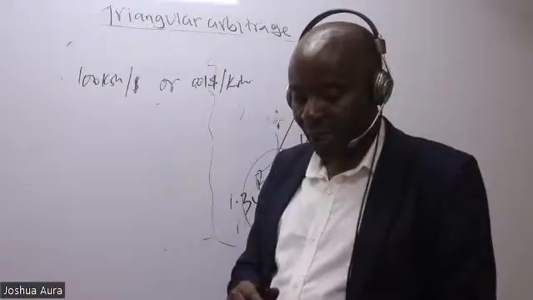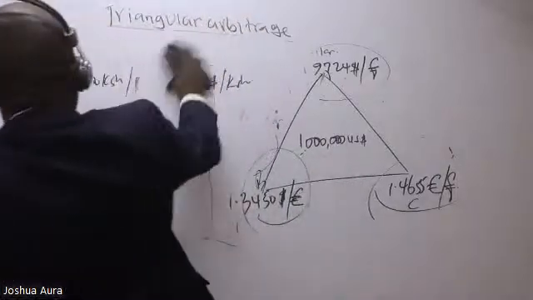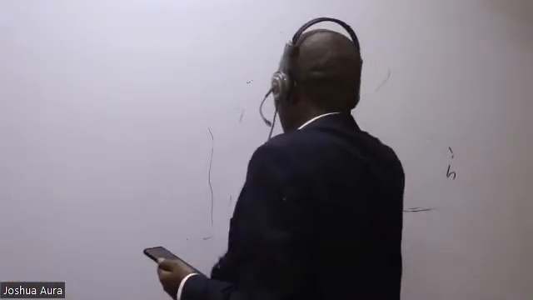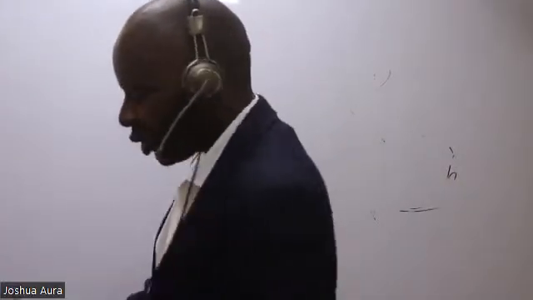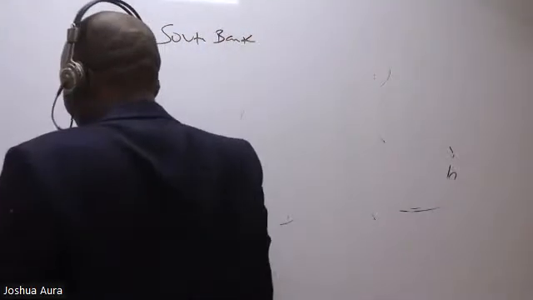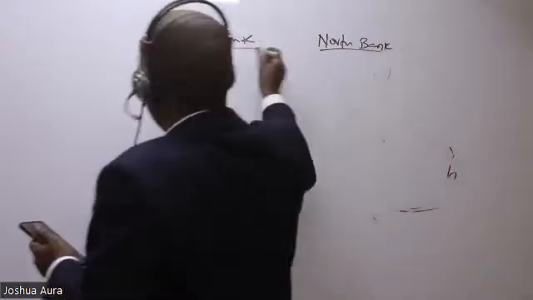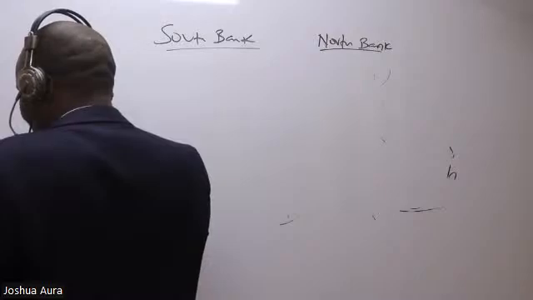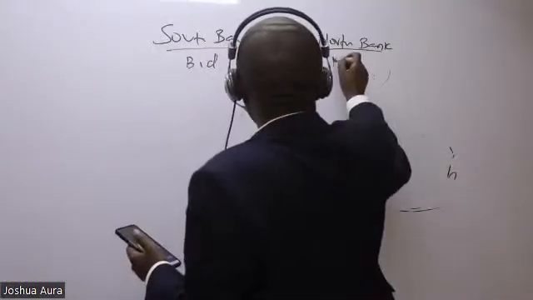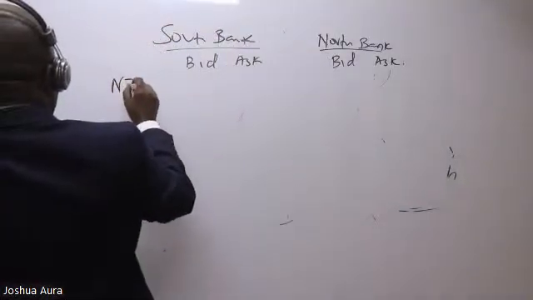Great. So then we get to look at this question. We have a very interesting question, ladies and gentlemen. They have given us the South Bank and the North Bank. For the South Bank, we have bid and ask. Then we have bid and ask for the North Bank. I'm going to have here a New Zealand dollar.